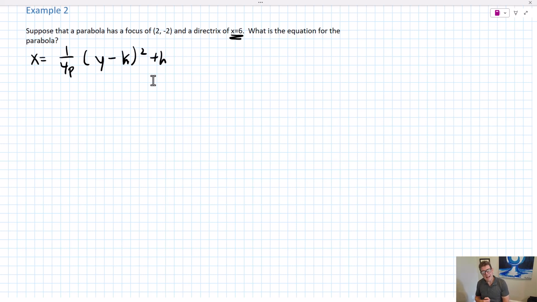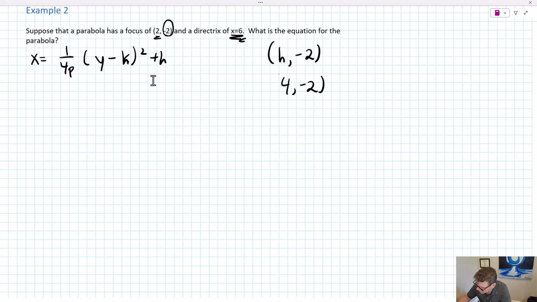Now that I figured that out, what I want to do is figure out what my vertex is. Again, since we're left-right, we're going to keep my k the same. So this is going to be (h, -2). That's going to end up being my vertex. In order to find my vertex, I'm going to find the midpoint between 2 and 6. Well, what's right between 2 and 6? It's going to be 4.